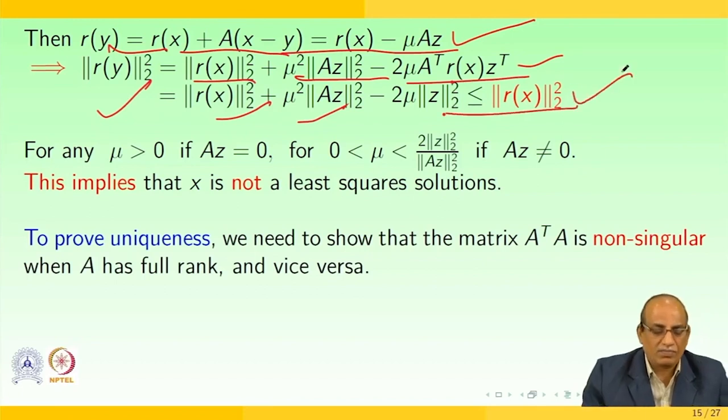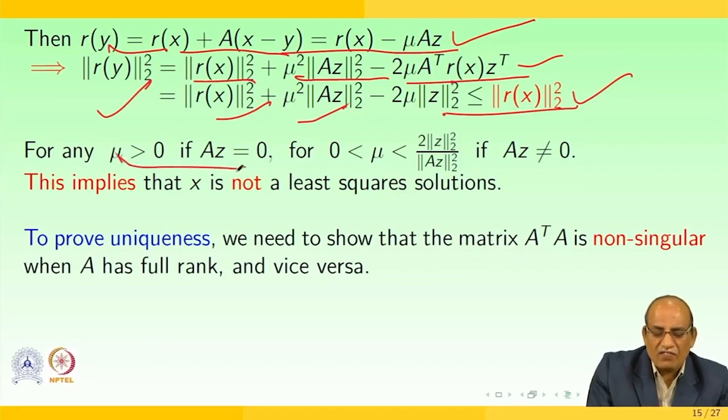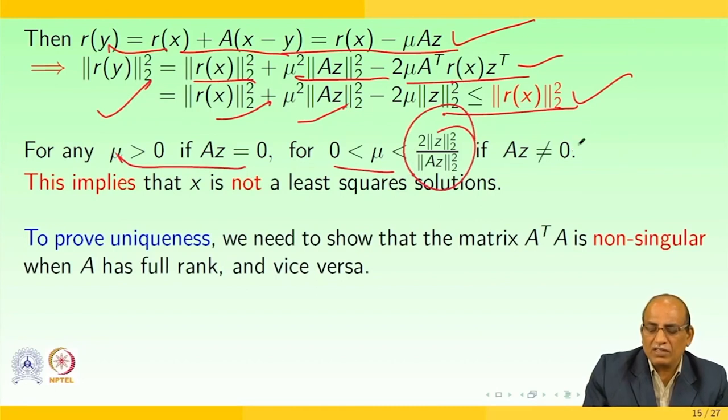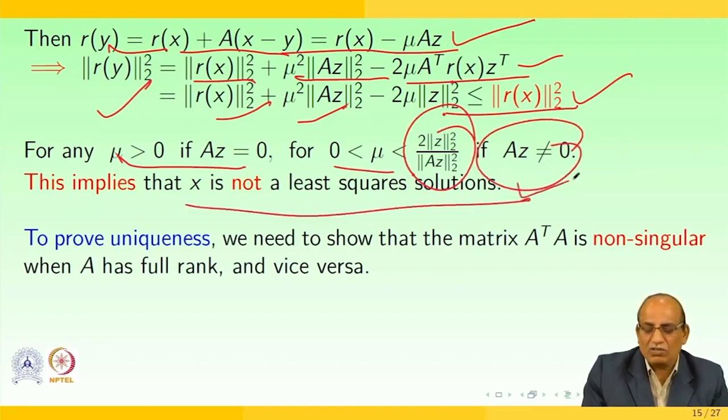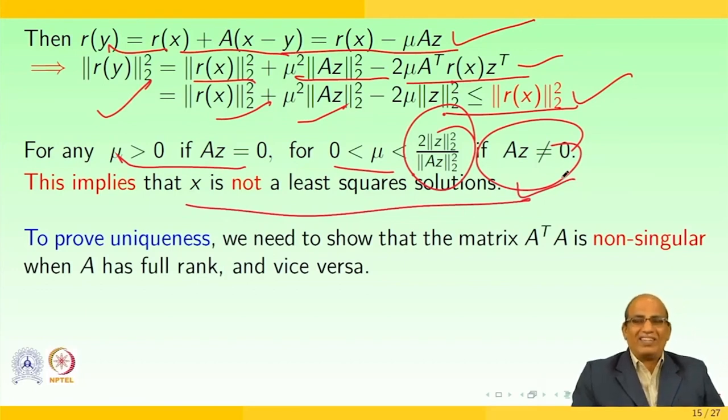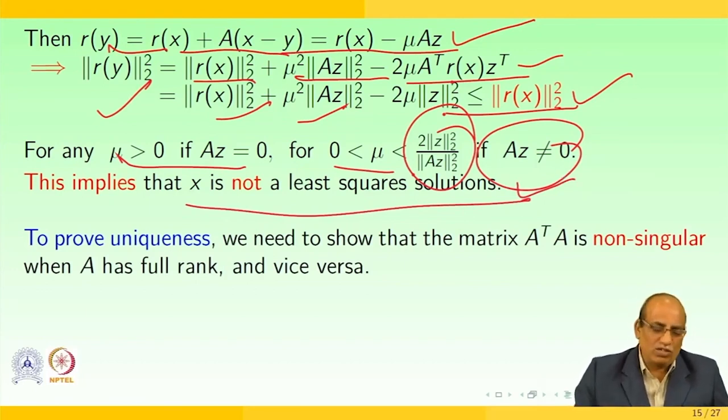So, you get this thing. For any mu greater than 0, if Az is equal to 0, then for 0 less than mu, this equation holds. So, if mu z is equal to 0, this implies that x is not a least square solution. That means, whatever we are doing, it is not going to be a least square solution. So, this is the existence theorem.